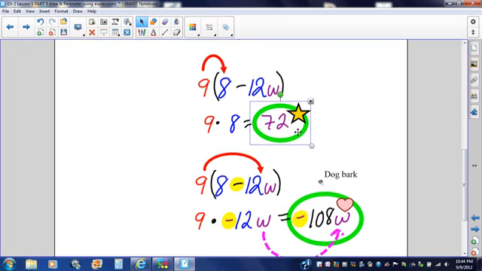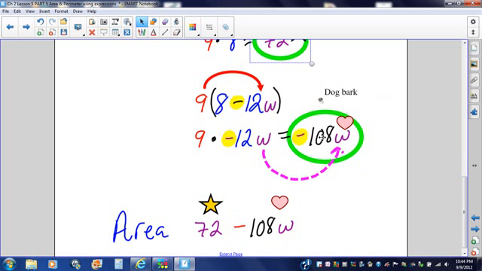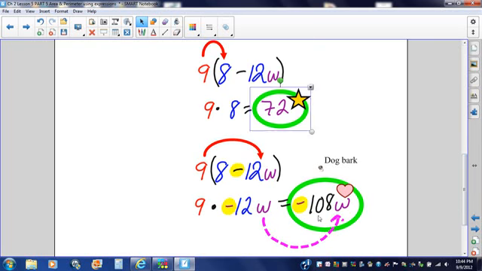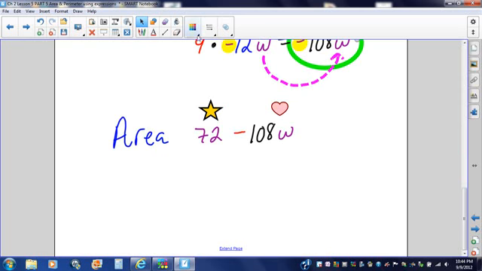Now, I have 72, which is a constant, and I have the coefficient negative 108 with variable w. Remember that when I take these two, I cannot put them together because one is a heart and one is a star. So the area is going to be 72 minus 108w.